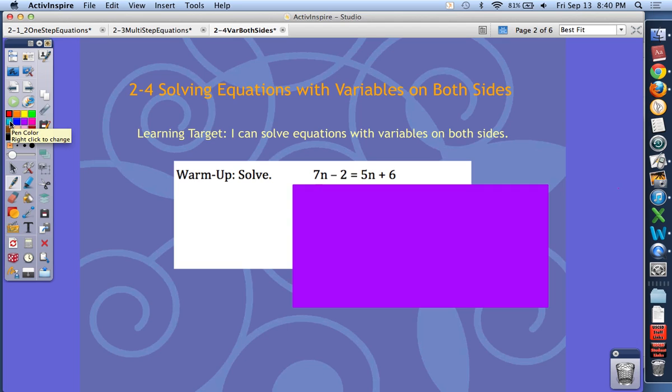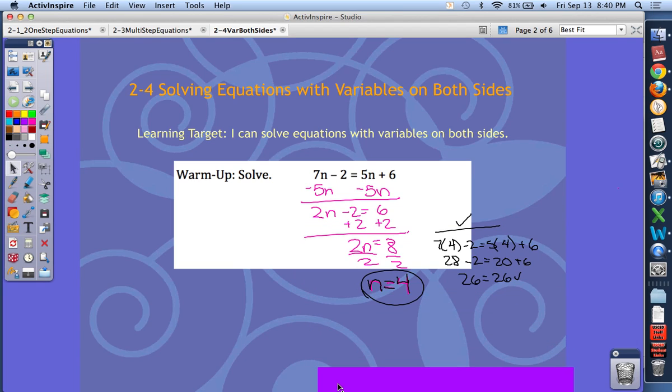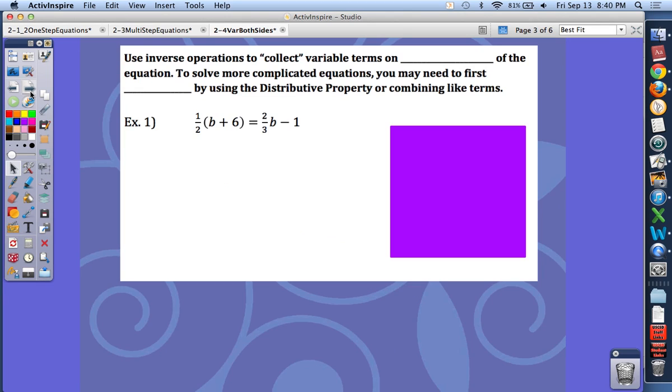So for the warm-up, hopefully your work looks something like this. Don't forget your check step. You should have n equals 4. If you have questions, please pause and look at where you made a mistake or ask the teacher.